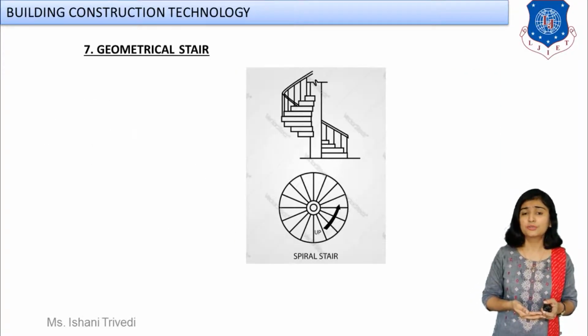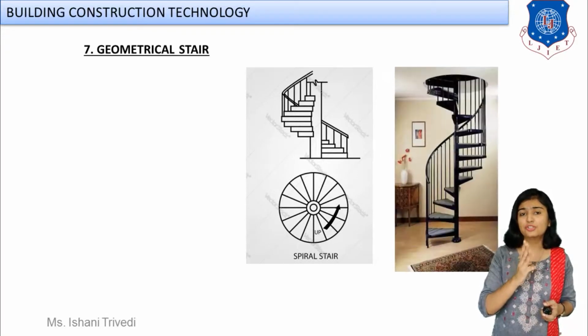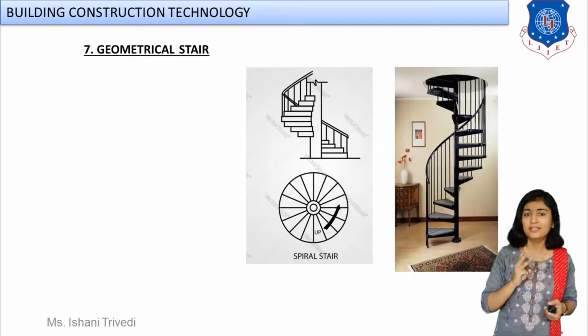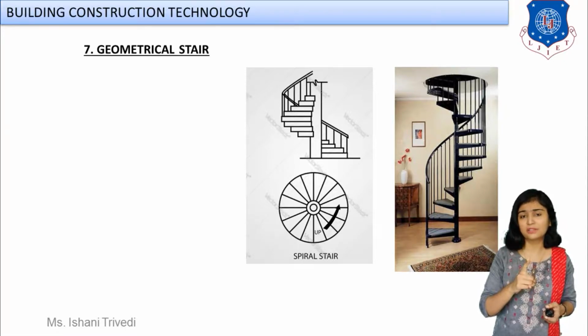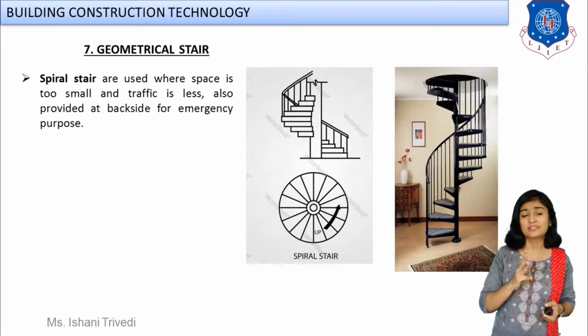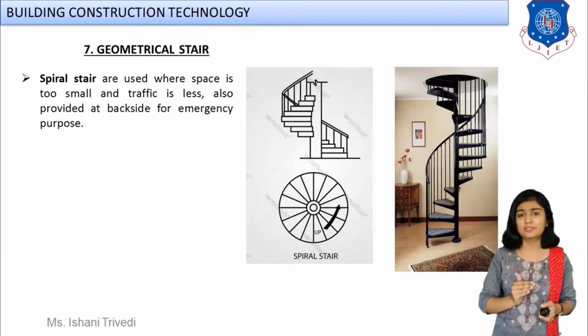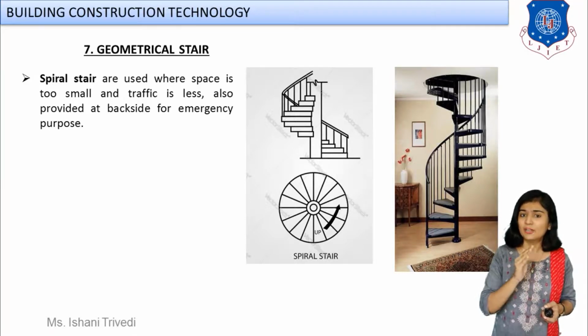Next we are moving to the third classification, geometrical stair. Now in the geometrical stair we will have three types. We will have circular, we will have helical, and we will have spiral. So now let us start with the first one, that is spiral stair. Look at the image flashing on the left, the first sketch which you can see, and also at the right you have the real photograph.